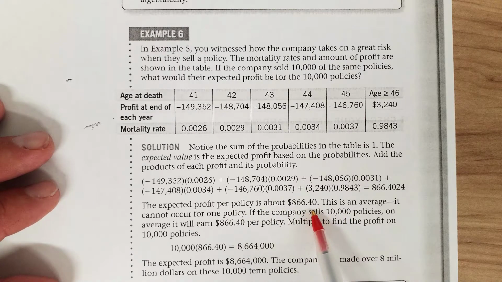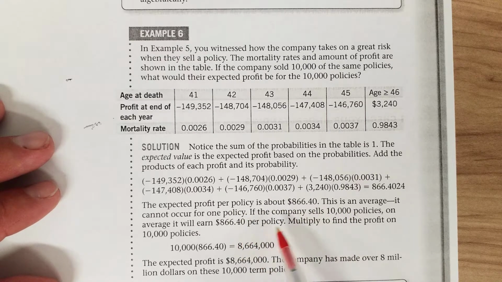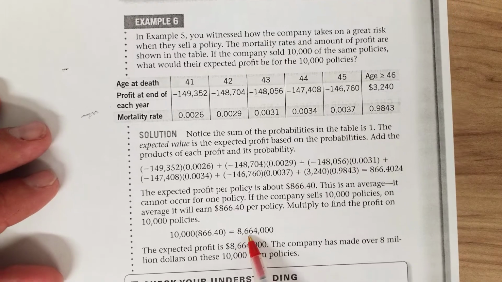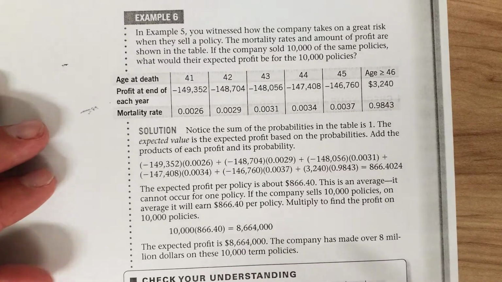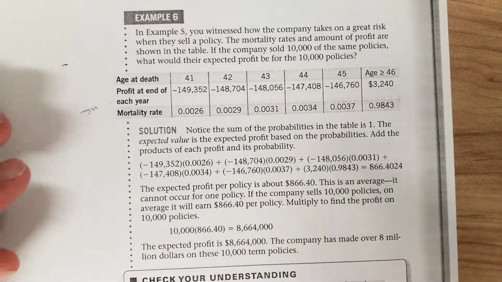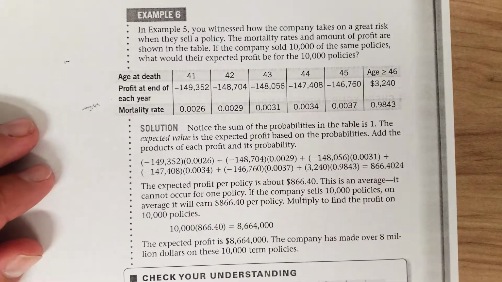This is an average. It cannot occur for one policy. If the company sells 10,000 policies, the profit for those would be this number times 10,000, which would be $8,664,000. So you can see if they sell 10,000 policies, they've made a lot of money. Okay, life insurance.